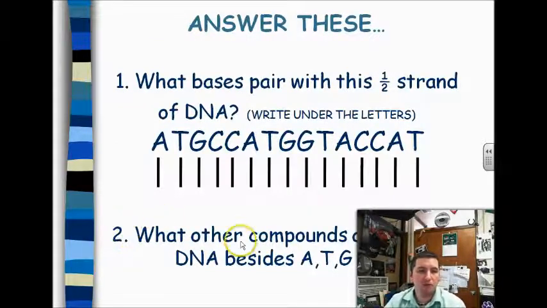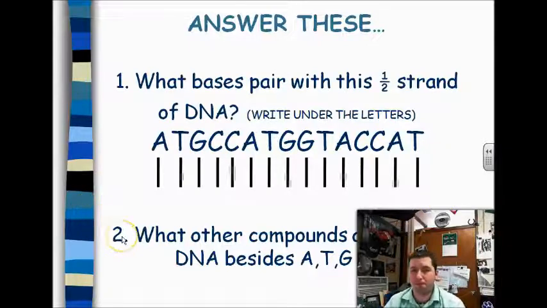So here are 2 questions I want you to write down in your notes, and I want you to answer these. I'm going to check them in your notes. Question number 1 says, what base pairs with this half strand of DNA? So underneath these letters, on the bottom row here, I want you to write what letter would go with A. I'll do the first one for you. A always has to pair up with what? It's got to pair up with T. So underneath the A, I would write a T. T, therefore, always goes with A. So underneath this T, I would write an A. I want you to complete the rest of this strand.